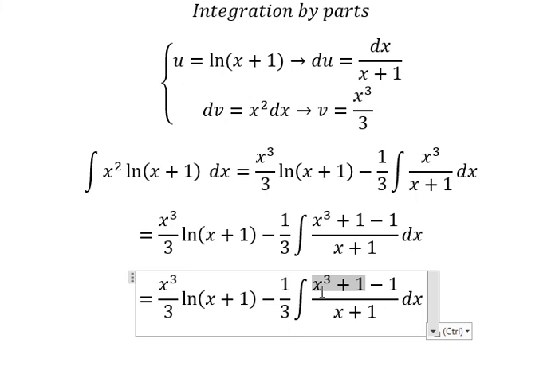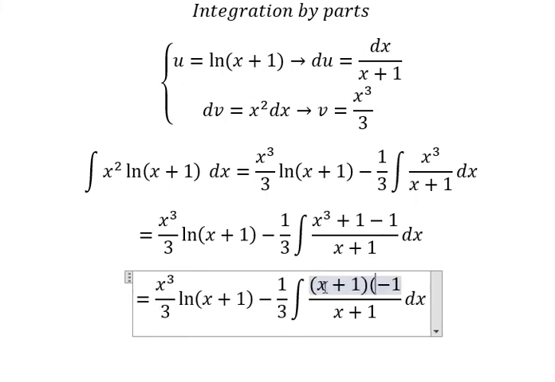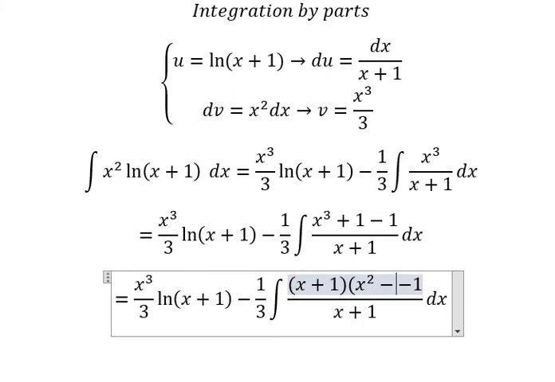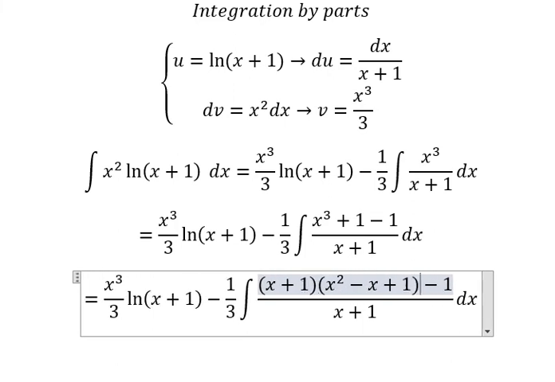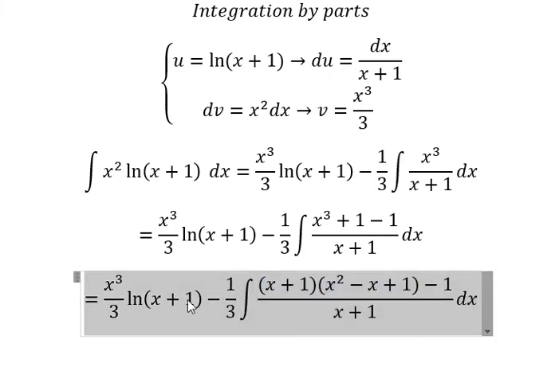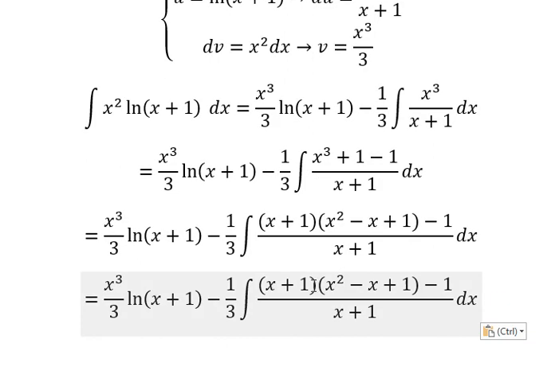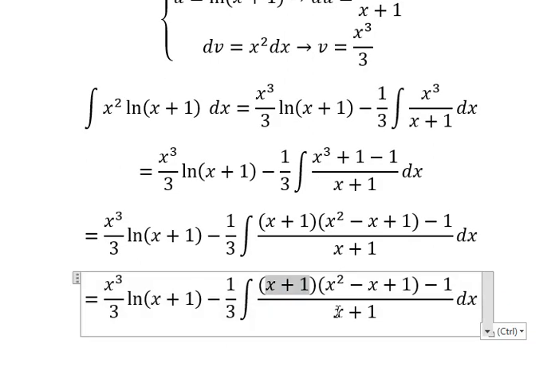About this one, that is an identity. So I can put x plus 1 times x squared minus x plus 1. So this one divided by this one. So you get this one.